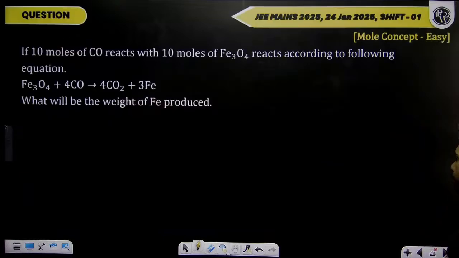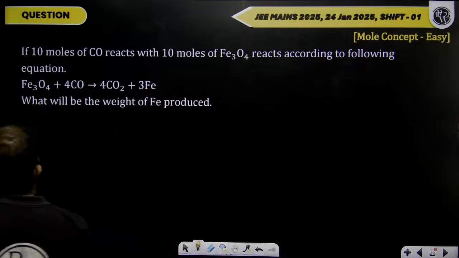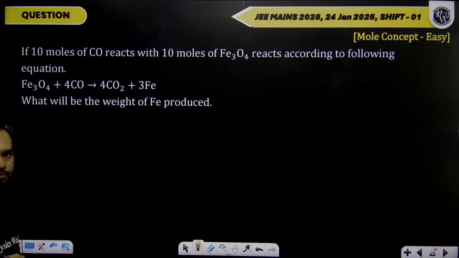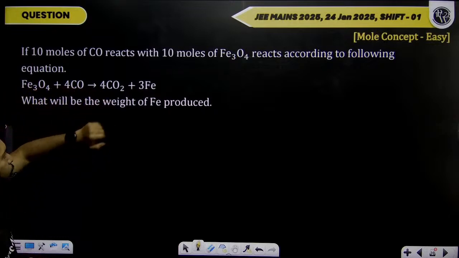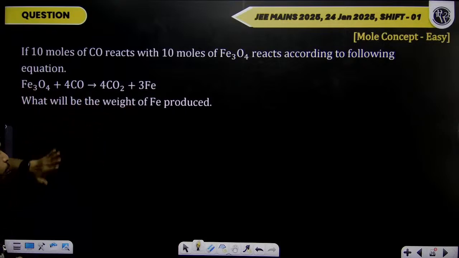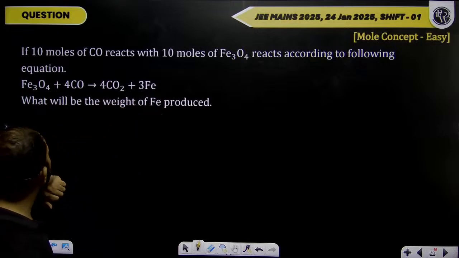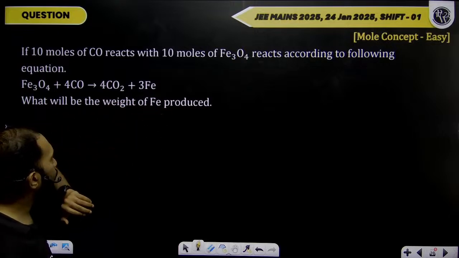Physical chemistry, if we talk, then the first question which we have over here is from mole concept. In every shift, yesterday and day before yesterday, in the past 4 shifts, in each shift there was at least one mole concept question. Okay, let's study this question. The reaction is given: Fe3O4 plus CO is reacting to give CO2 and Fe. The reaction is balanced also. If 10 moles of CO react with 10 moles of Fe3O4, what will be the weight of Fe produced?